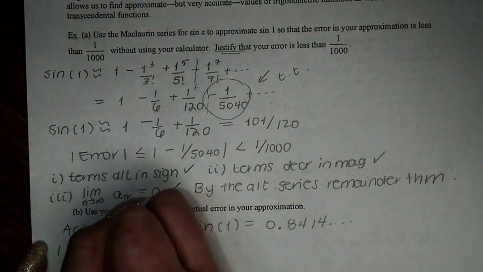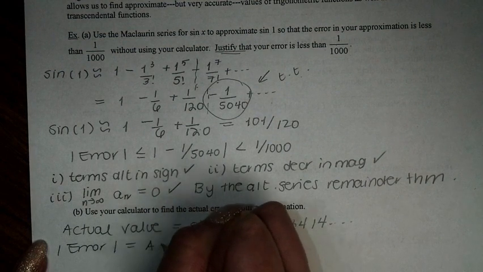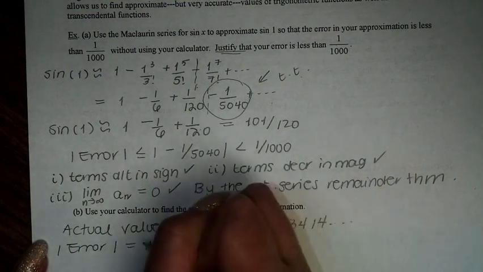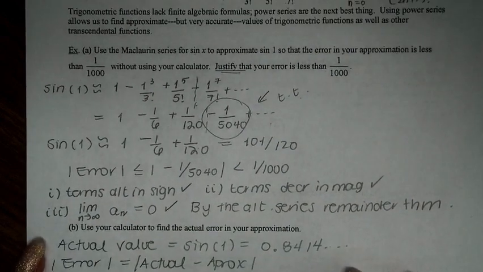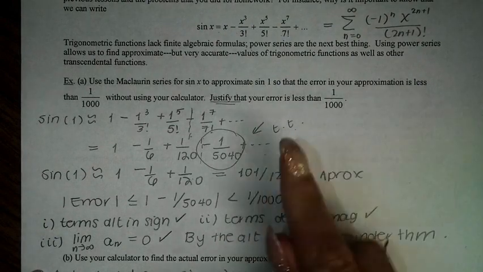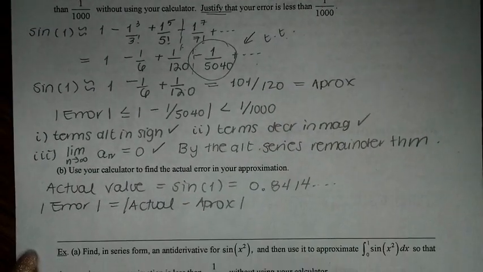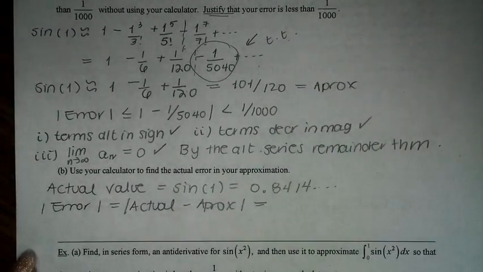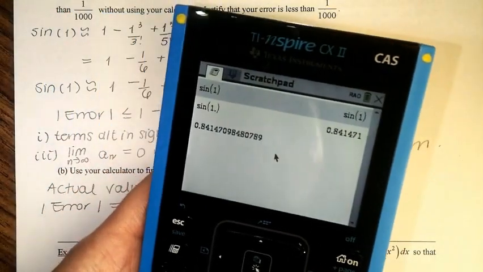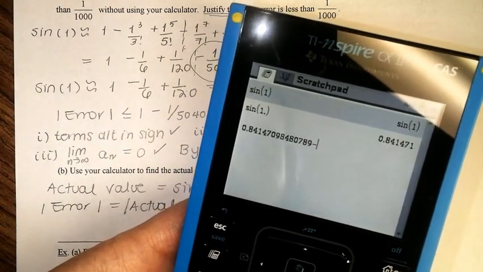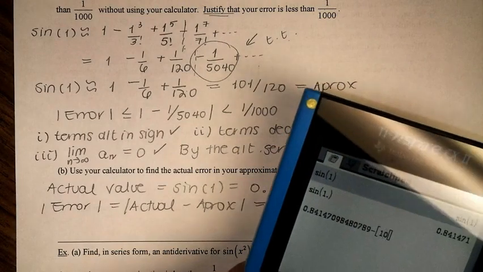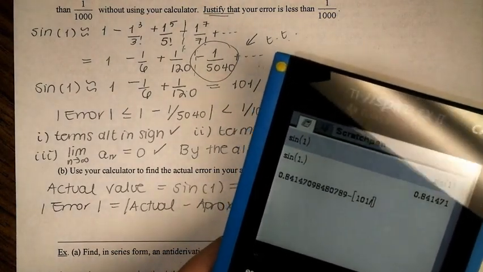You know that the error is going to be what? Actual minus approximation. You are going to tell me, hey, where's my approximation? Well, here's your approximation, the one that we have here. So what am I going to do here? Complicated situation? No, you copy that. So minus, and what was my approximation? We say that it was 101 divided by 120, right?